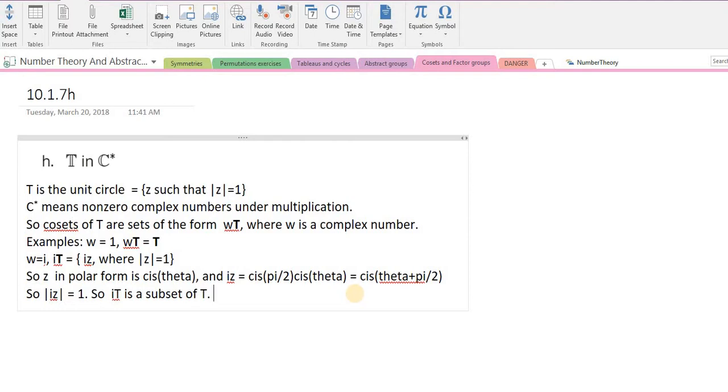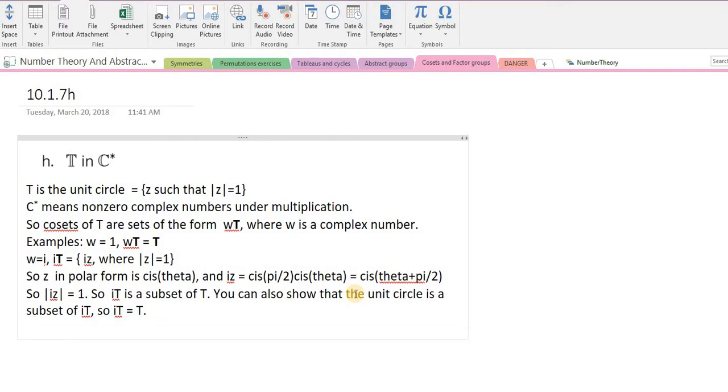Now, by the same way, you can also show that the unit circle is a subset of iT. So iT is equal to T. All right, so we didn't change anything.